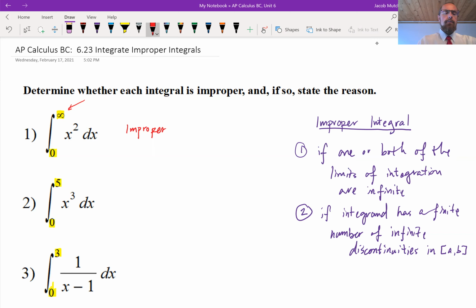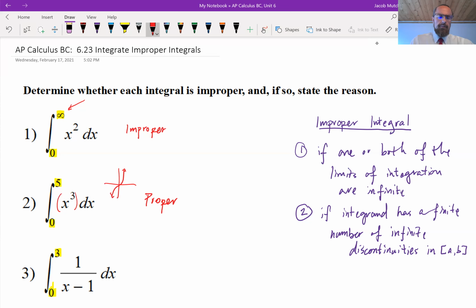So as I look at the integrand for number 2, x cubed is the cubic function, which is perfectly continuous across its whole domain from negative infinity to positive infinity. So this is a proper integral. It's got finite limits of integration, and there's no infinite discontinuities, in this case, between 0 to 5.